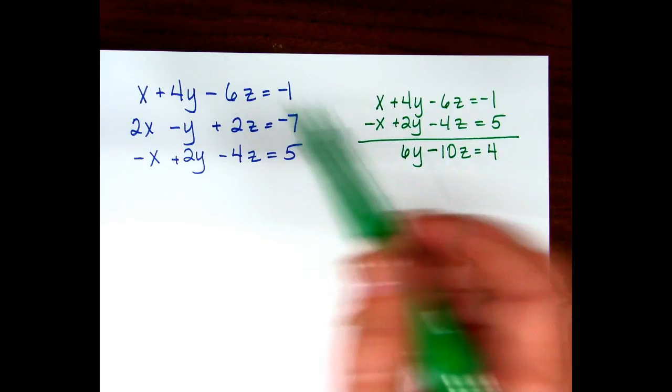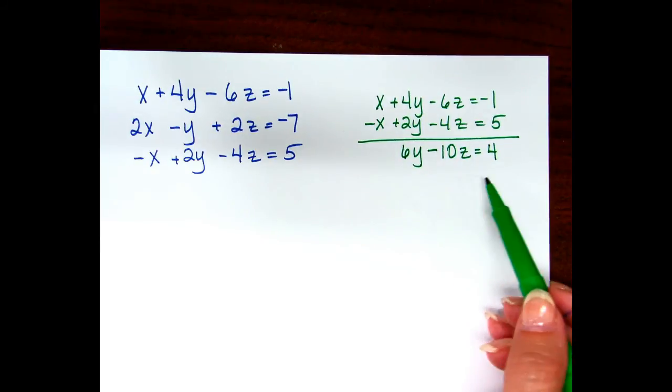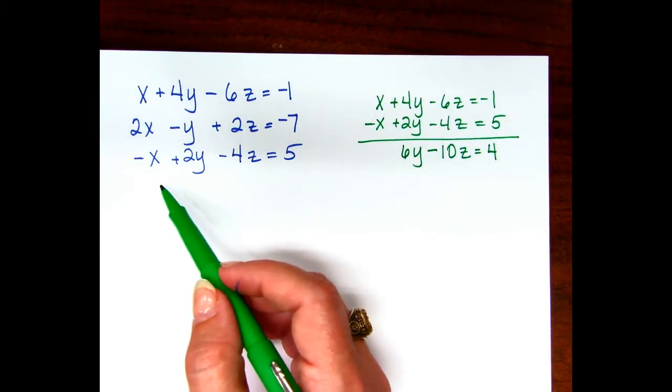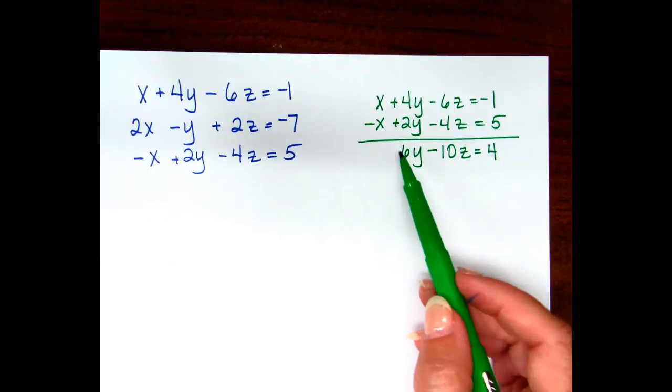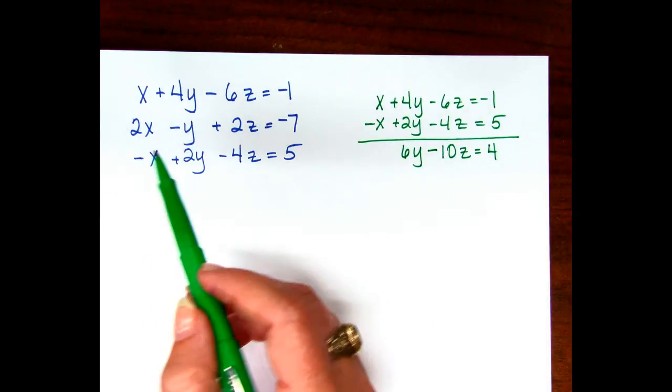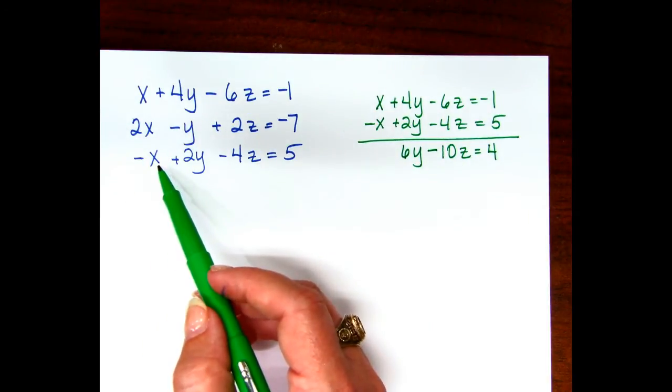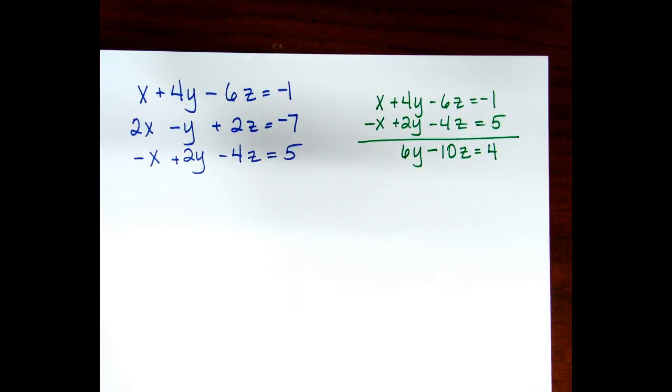Okay? So I need to go back to the beginning. I ignore this for a second. Go back to the beginning and eliminate x again. Okay? So I chose a variable to eliminate. Only one eliminated. So I go back to the beginning and eliminate that variable again. How would you like to do that?